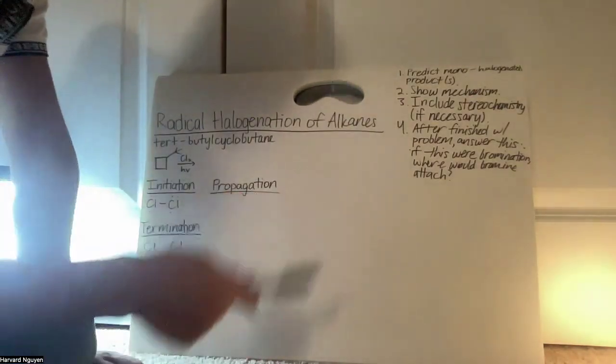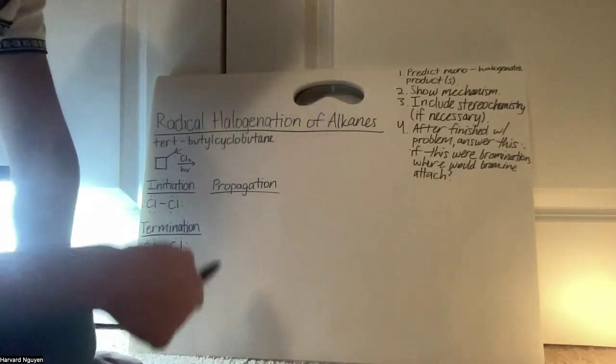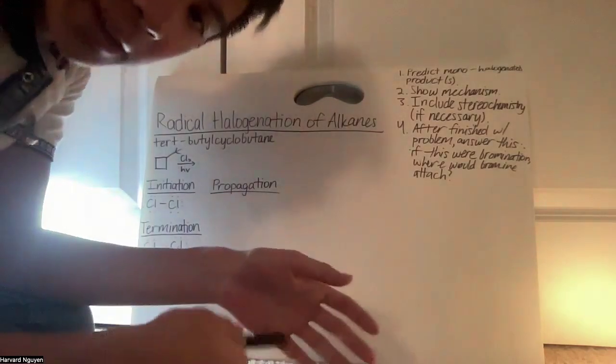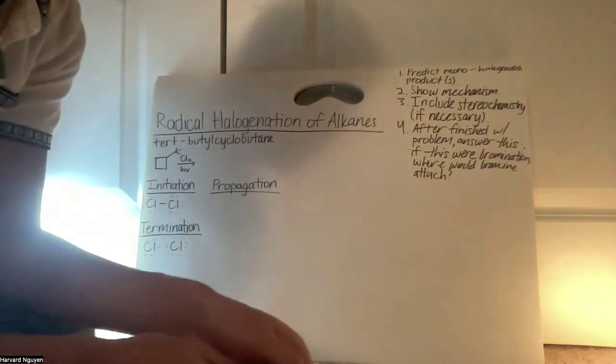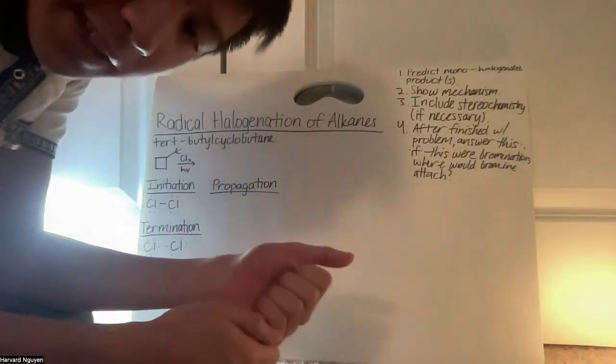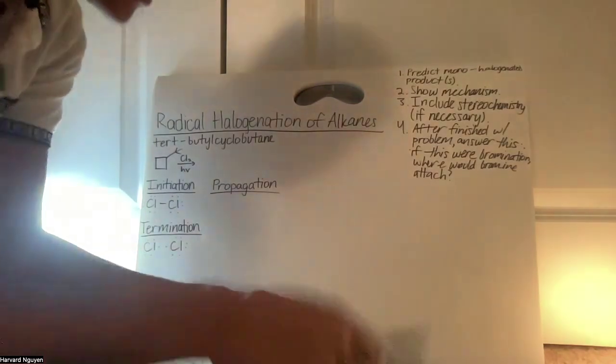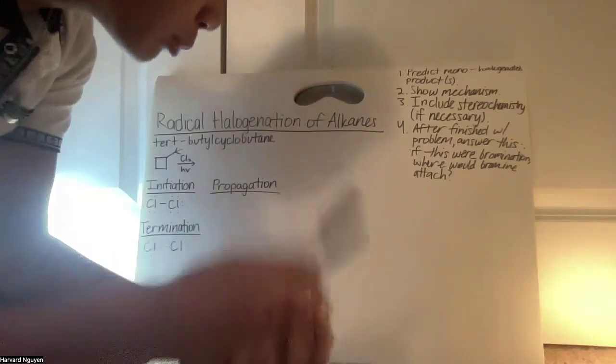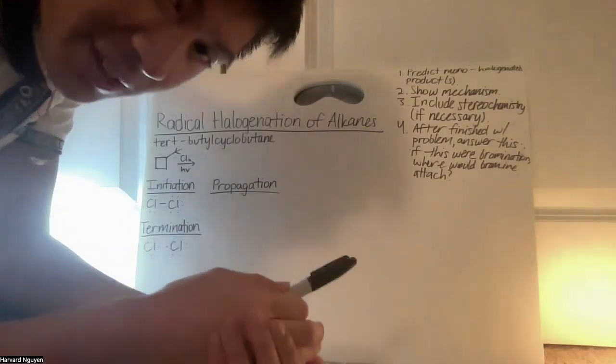So we're going to predict monohalogenated products, and we're going to show the mechanism using fish hooks to show the electron flow that leads to our product. And then we're going to include stereochemistry if necessary for each of our products. And then after we finish the problem, we have to answer this conceptual question. If this were bromination, where would bromine attach?